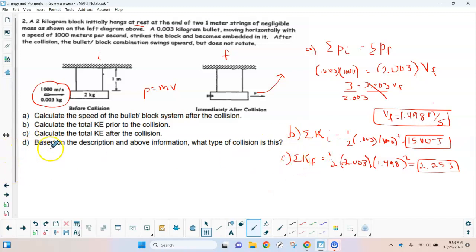So we've done A, B, C, and D is asking for us the description. So they stick together. The two objects are basically becoming one object. And the total kinetic energy initial is not equal to the total kinetic energy final. So with those two facts, this means that it is a perfectly inelastic collision, or a PI collision. That is the type of collision it is.